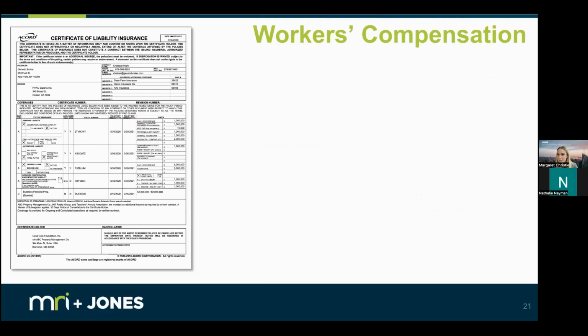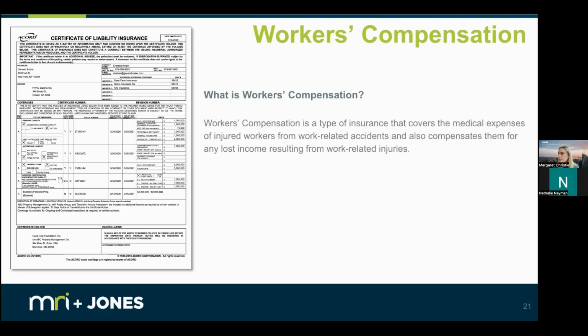Workers' compensation is going to be our next box. This is always sitting in this place on the COI. We have workers' compensation and employer's liability sharing some space here. So we're going to start with workers' compensation. What is workers' compensation? It's insurance that covers medical expenses of injured workers for work-related accidents and compensates them for lost income from work-related injuries. An important thing to note is that this is a no-fault system. So it doesn't matter why the injury occurred. It just matters that the injury occurred while someone was doing work.